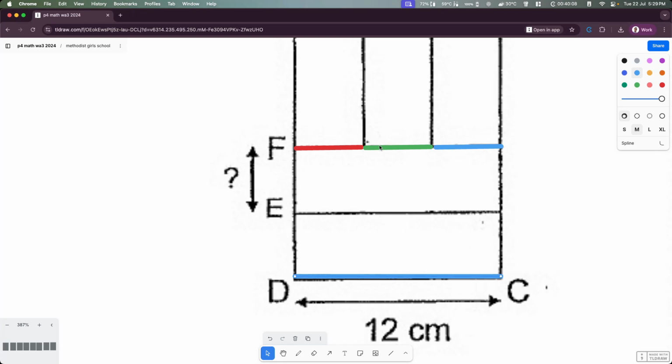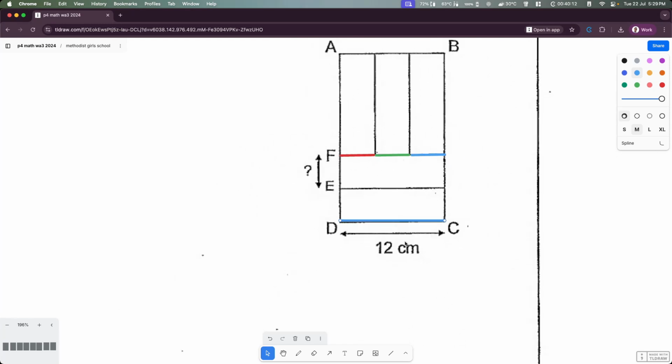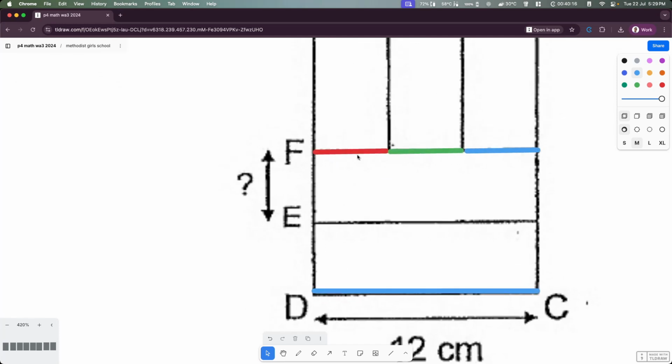That means 3 of this breadth is equal to 1 length of this 12 centimeters, right? Because this E and F over here is also, let me duplicate this. It's also this thing. It's the same. So I'm gonna put it as red. Then this one should be orange.